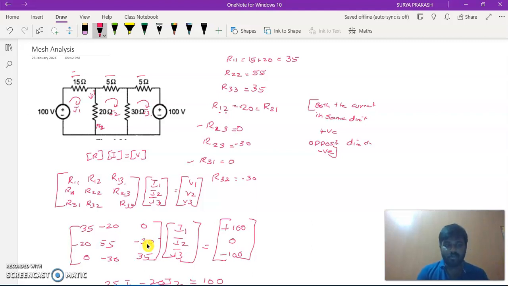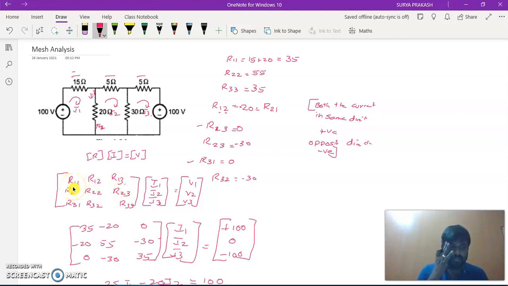I'll be summarizing what we have done so far. We need to have the current direction, and by default we take it as clockwise. You have to go for the resistance times current equals voltage format for solving mesh analysis, with R11, R12, and R13.